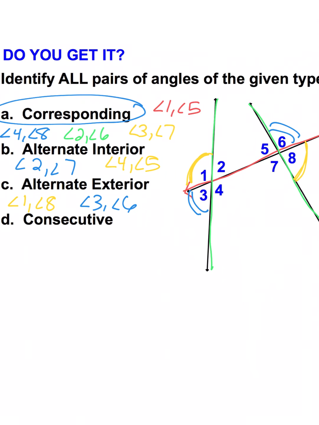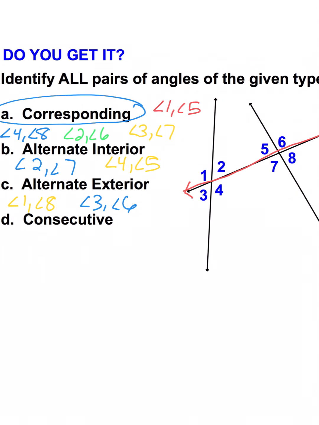Below is 3, to the left of that green line is 3, so it's on the exterior, and then 6 is above that red line, and it's on the outside of those 2 green lines.